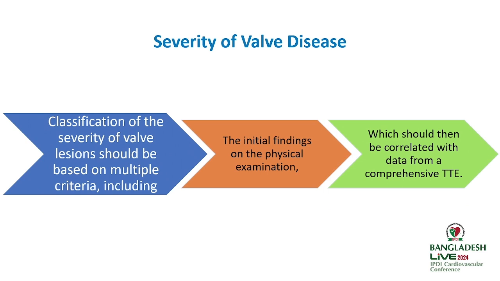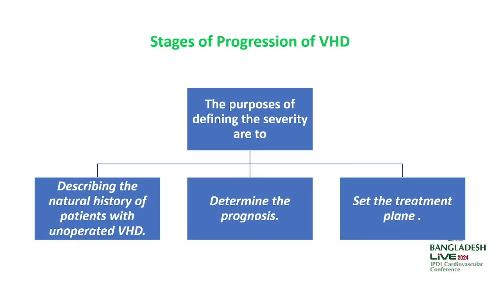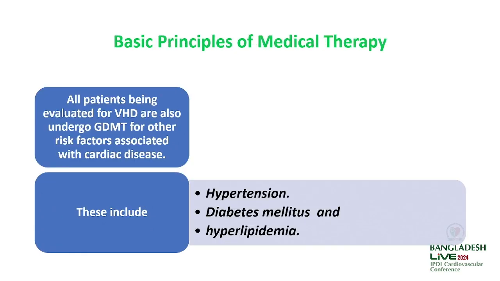After the clinical and lab evaluations, we define the severity of the valve lesions, which depends on the correlation of findings on the physical examination and data from comprehensive transthoracic echocardiography. These are the stages of the progression of the valve disease. The purpose of defining the severity is to describe the natural history of the patient with unoperated valvular heart disease, determine the prognosis, and set the treatment.